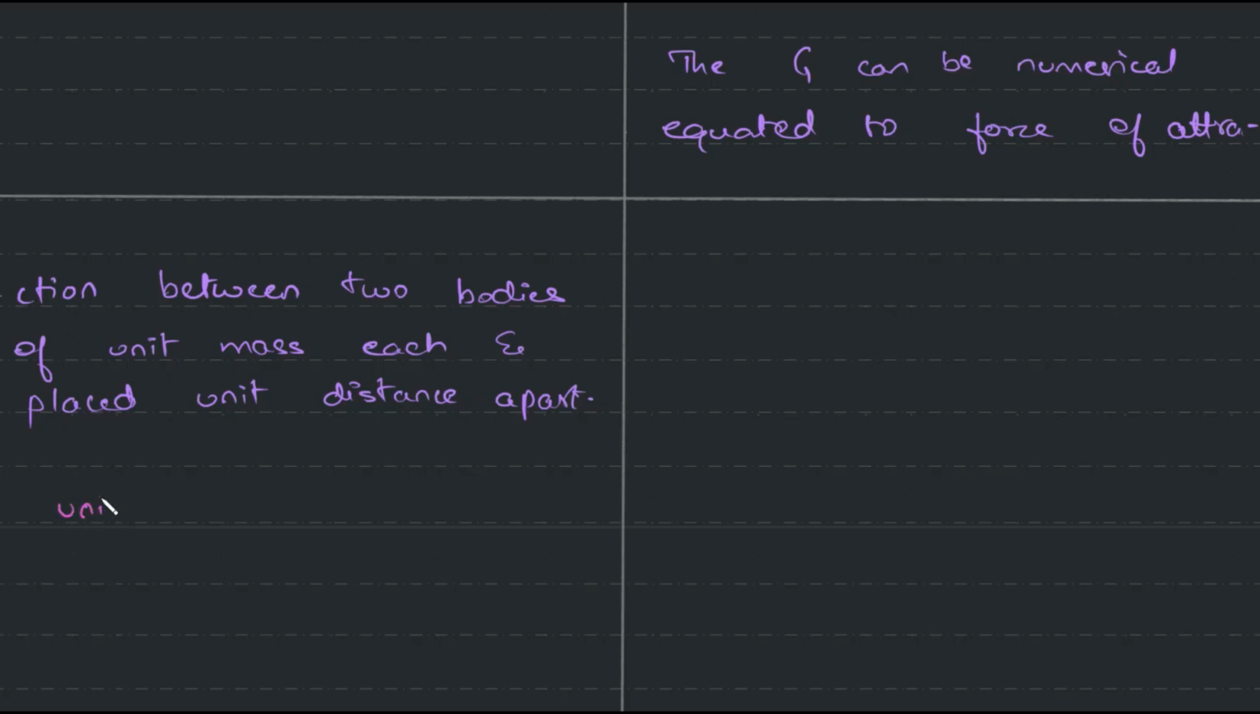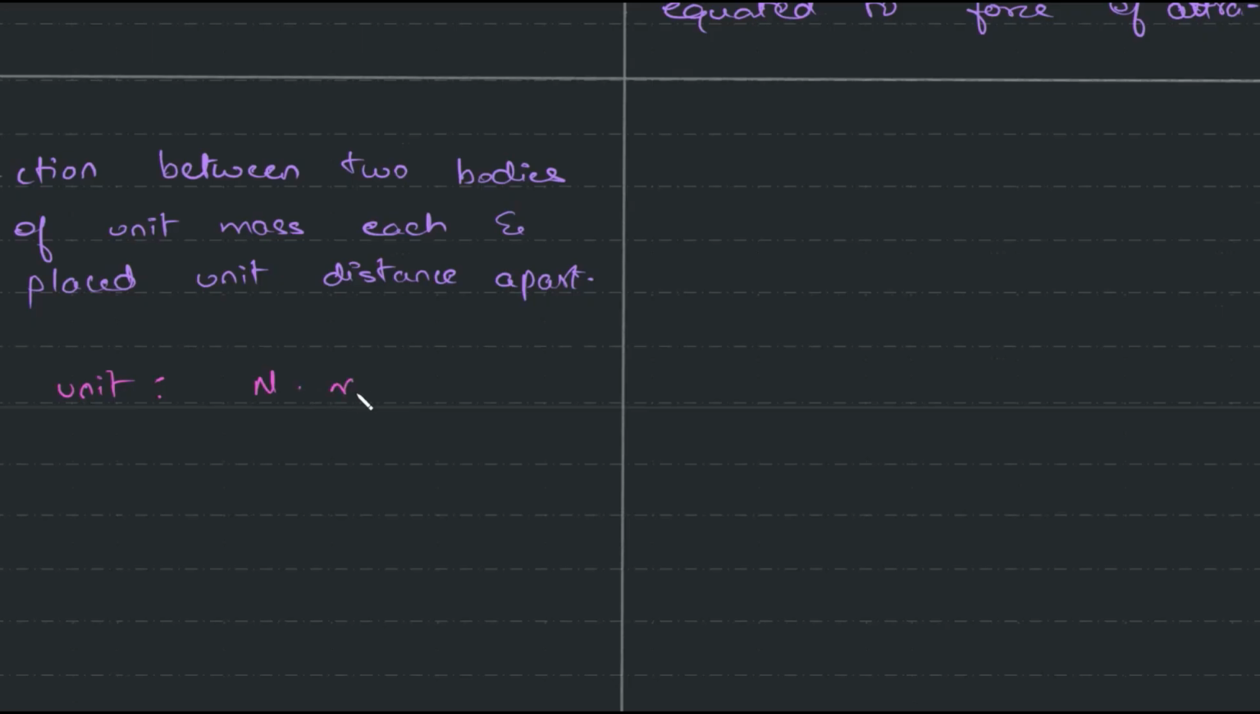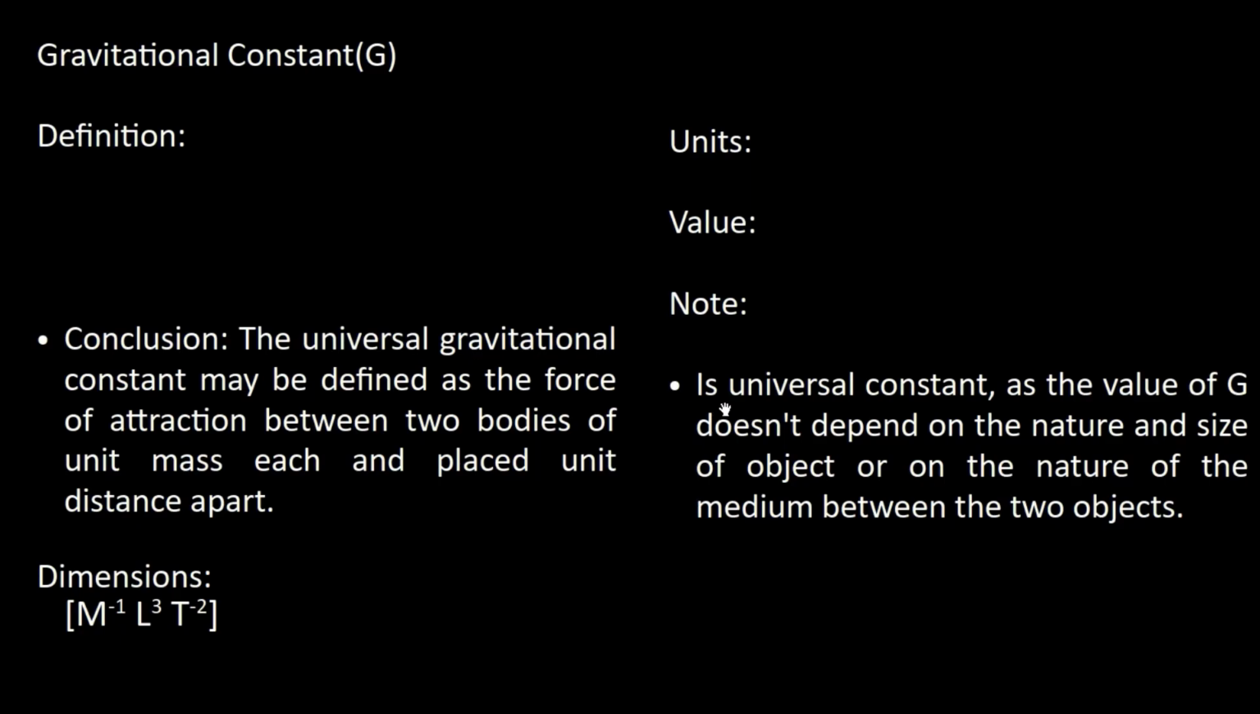Next, the unit of G. So we have F in Newton, r squared in meter square, and this is kg square. So Newton meter square by kg square will be your unit. Anything else? Note, G is a universal constant, as the value of G does not depend on the nature or size of the object or on the nature of the medium between the two objects. That's why it's a universal constant.